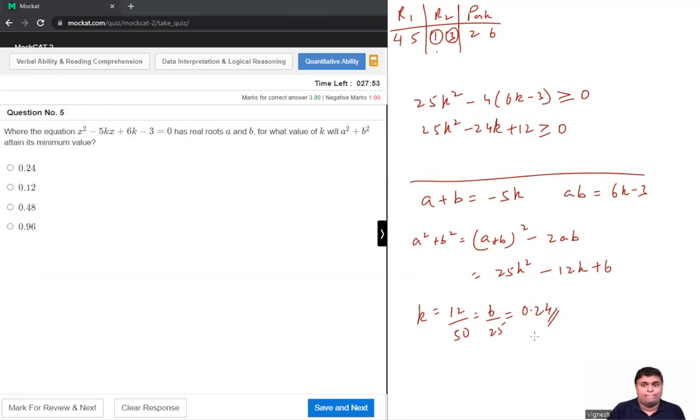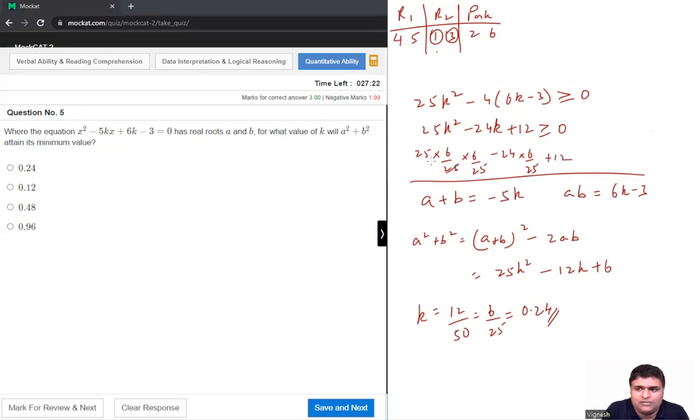That's the answer, sir, I think. But k is asked, so we have to find the minimum value of k. So k is 0.24. Now, does 0.24 satisfy this? Do we get real roots? Quick check. We have 25 into 6 by 25 into 6 by 25 plus 12, and then minus 24 into 6 by 25 plus 12.